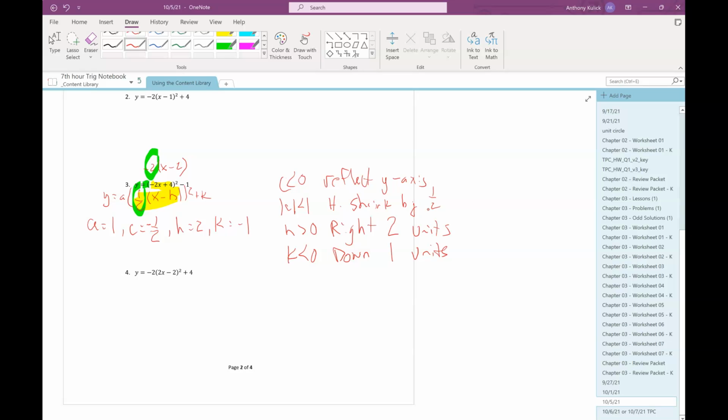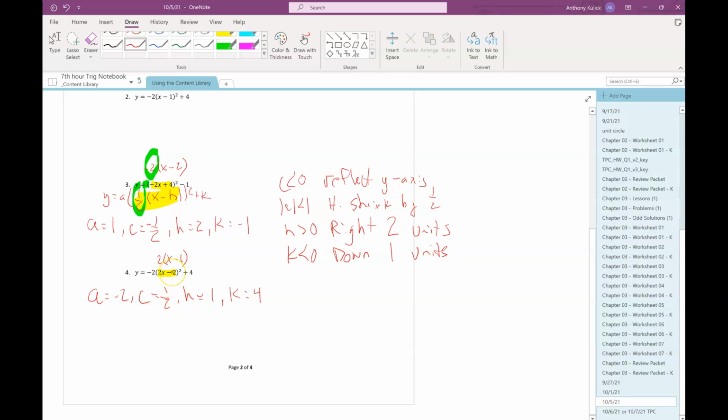Other questions from these first two? Rochelle? Okay. So same idea. We'll start by taking care of the inside. So there I will factor a 2 out. So the A is -2. The C is 1/2. The H is 1, and the K is 4. Good with all those? Okay.